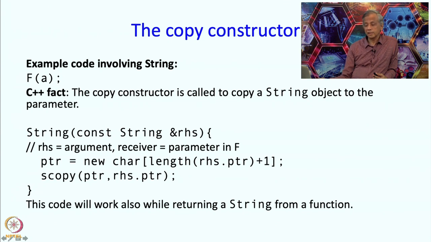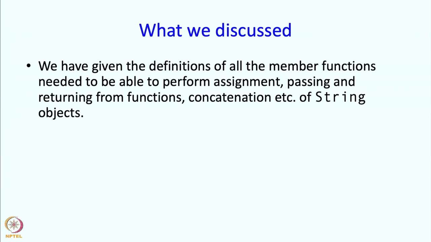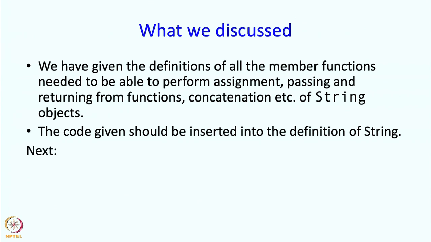Yes. So this is the code which is used to copy an argument to a parameter. Okay. But C++ uses the same code to copy a result back from the called function to the calling function. And that same copy constructor is used, and this code will work for that purpose as well. Okay. All right. So what have we discussed in this segment? We have given the definitions of all member functions needed to perform assignment, passing and returning from functions, concatenation, etc. for our string objects. Okay. And these pieces of code should be inserted into the definition of the string.